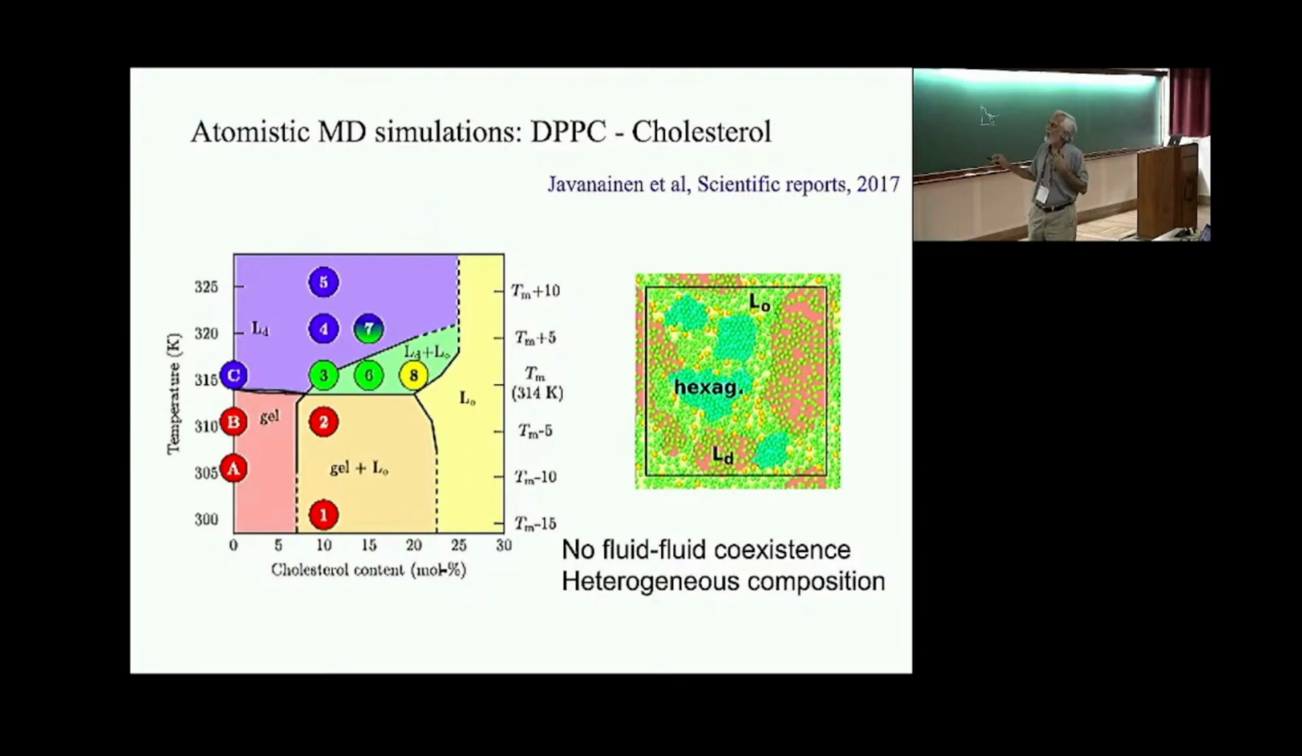And as you approach the transition from above, the length scales and time scales become slower, and these heterogeneities are more or less frozen in as you approach the boundary. So again, there's no fluid coexistence in this system, but there are compositional heterogeneities present, which explain all the experimental observations that are reported in the literature.